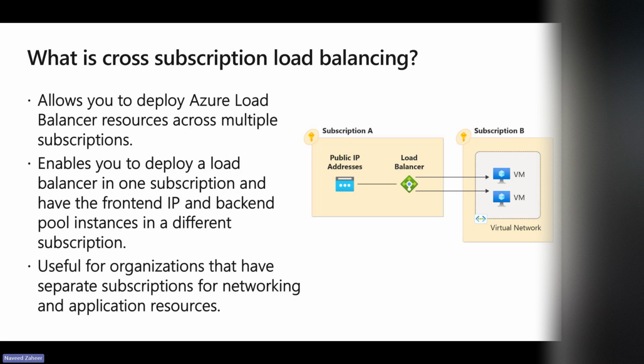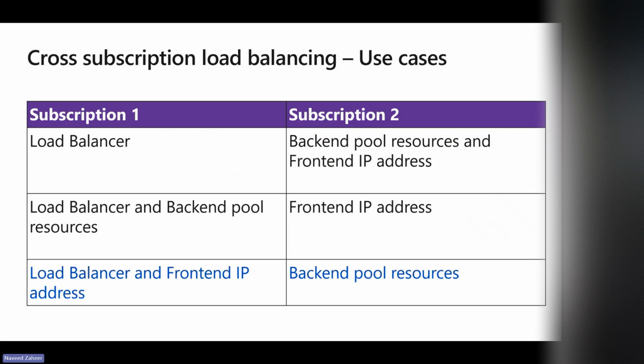So not only can you have backend pool components in a separate subscription and the virtual network, but you can have the load balancer and the public IP addresses also in a separate subscription. So these are some of the use cases or scenarios that are possible with this public preview. Okay, so you could have the load balancer in a separate subscription, the front end IP address in a separate subscription, and the backend pool resources in a separate subscription. Or you have load balancer and backend pool resources in one and the front end IP address in the other.